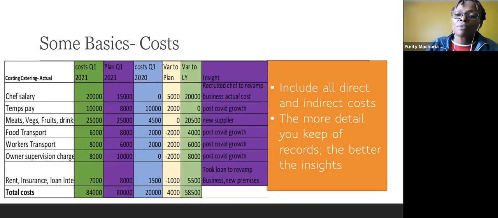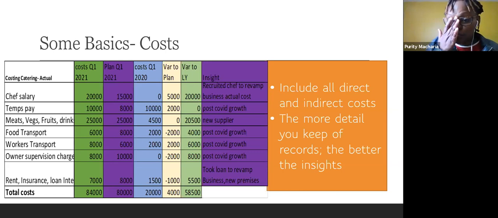So costs will come up, again, from our catering business example. If I say in 2021 what I've incurred, I've paid a chef salary of 20,000, I paid some temps 10,000, and so on, and I incurred total cost of 84,000. But when I compare that with what I had planned, it's almost the same, even though, remember, my sales are very different from one another. What has happened is because I have maybe a lot of fixed costs, like a chef. I hired a chef. Last year I didn't have a chef. This year I have a chef. So again, what do I need to do about that aspect? Do I keep the chef? Do I not keep the chef? And this can only happen when your data is organized in a particular way, and that you're reviewing it regularly.